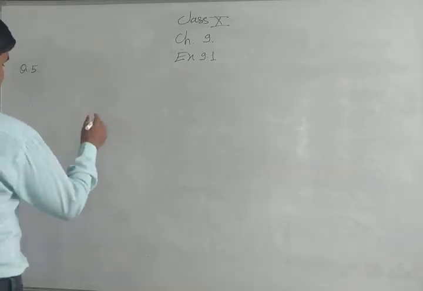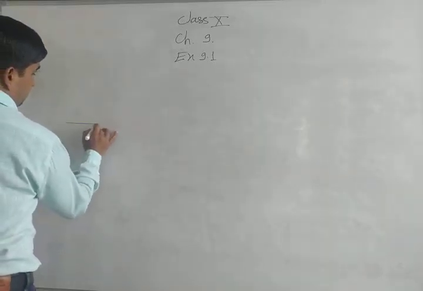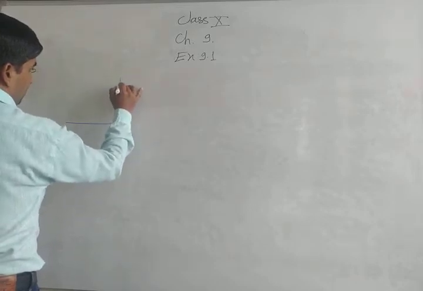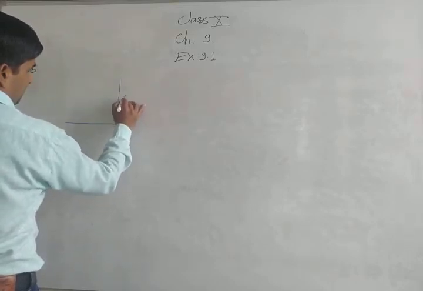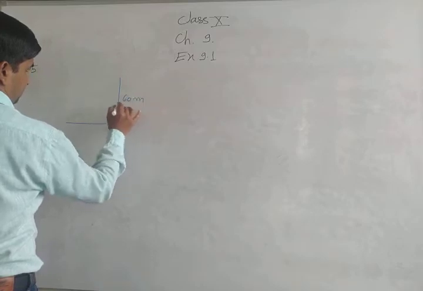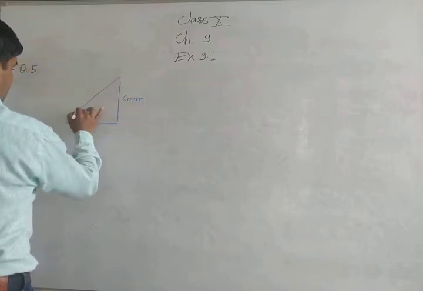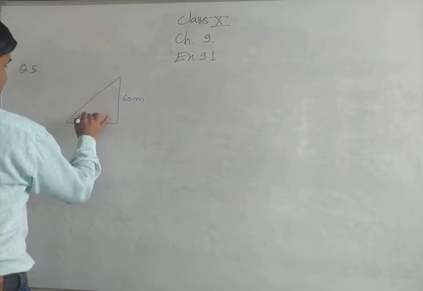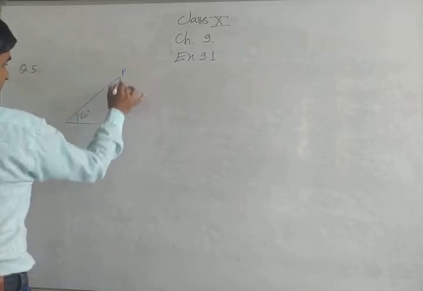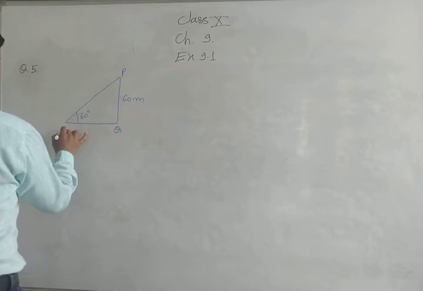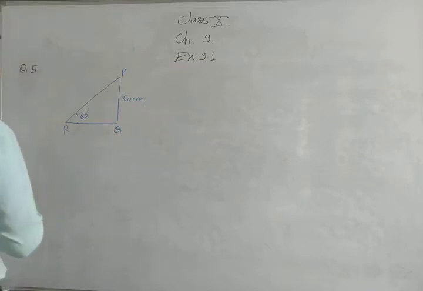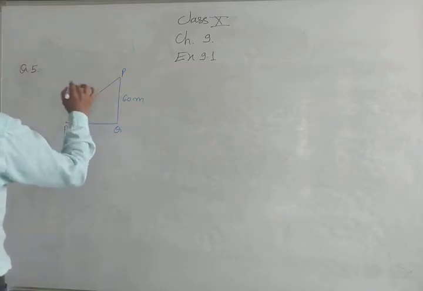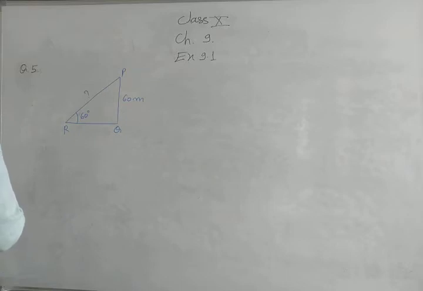Clear? So this one is the ground, and the height of the kite from the ground is 60 meter. And this one is the string of the kite, with inclination 60 degree. Points P, Q and R. We find the length of string PR.